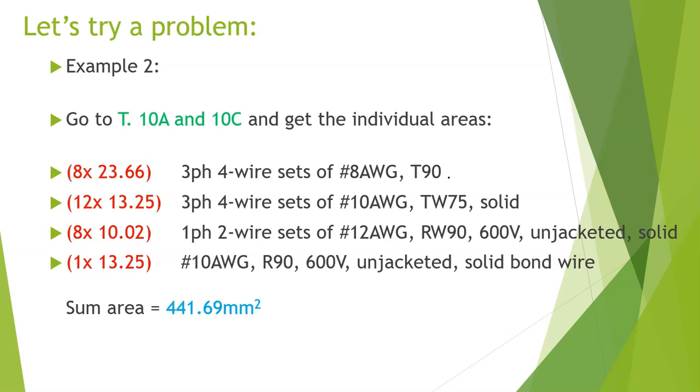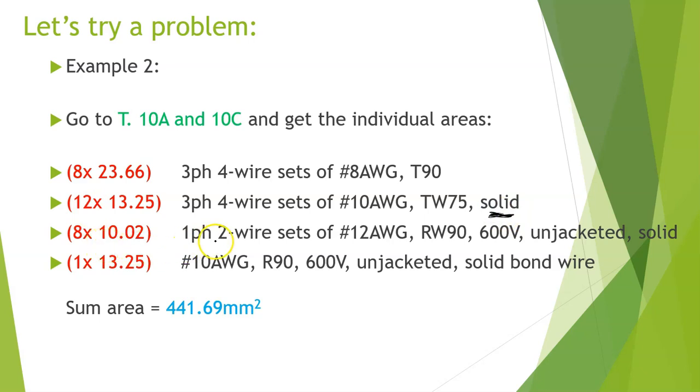Now, moving on with this particular problem then, we've got 8 of these T90s. Our second bit of information was that we had 3 of these 3-phase 4-wire sets of number 10, and so that gives us a total of 12 of those wires. But be careful, these ones, it is telling you that they are solid.